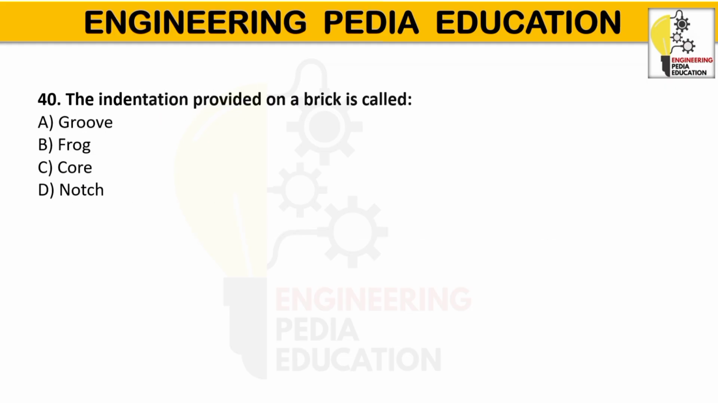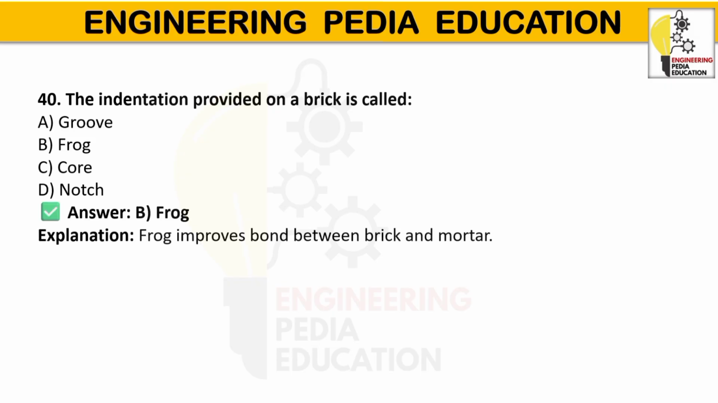The indentation provided on brick is called groove, frog, core, or notch. So the correct option for this is frog. Frog improves the bond between brick and mortar.